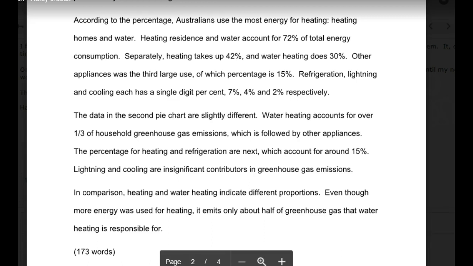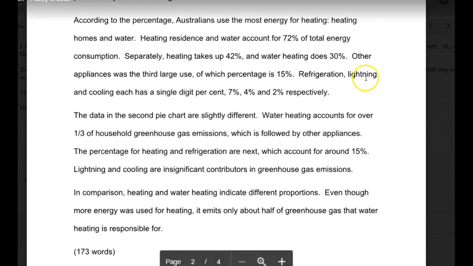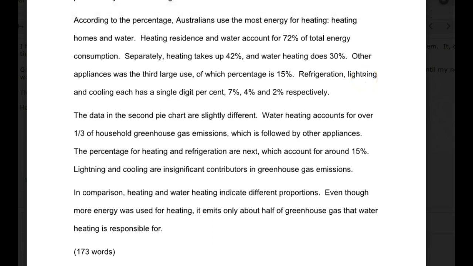Other appliances was the third largest here, okay, because we are talking about ordering, so third largest. The percentage of which, okay, so other appliances was the third largest use, the percentage of which is 15%. Okay. Refrigeration, lighting, I think this is lighting and not lightning, and cooling each has a single-digit percent, 7, 4, and 2% respectively. Okay, great, that's fine.